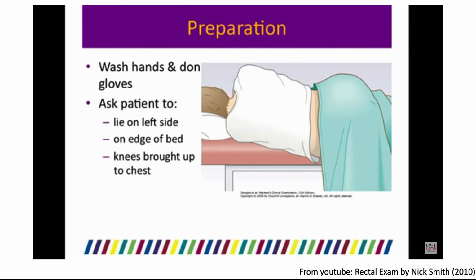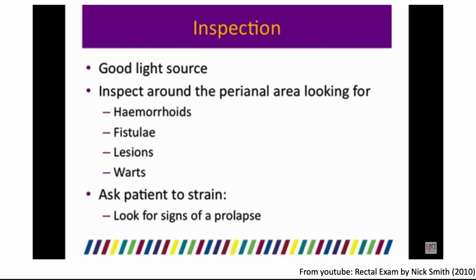Ask the patient to lie on their left-hand side on the edge of the bed with the knees brought up towards the chest. Wash your hands using Alka-Gel and put a pair of gloves on. Make sure there's a good light source and start your inspection. Inspect around the perianal area and explain to the examiner that you're looking for things such as hemorrhoids, fistulas, lesions, warts, and the general cleanliness of the area itself.